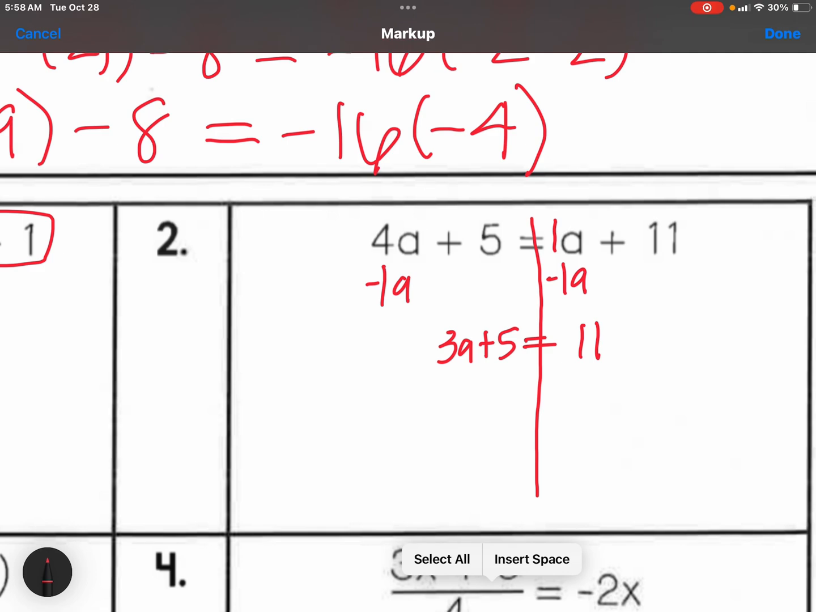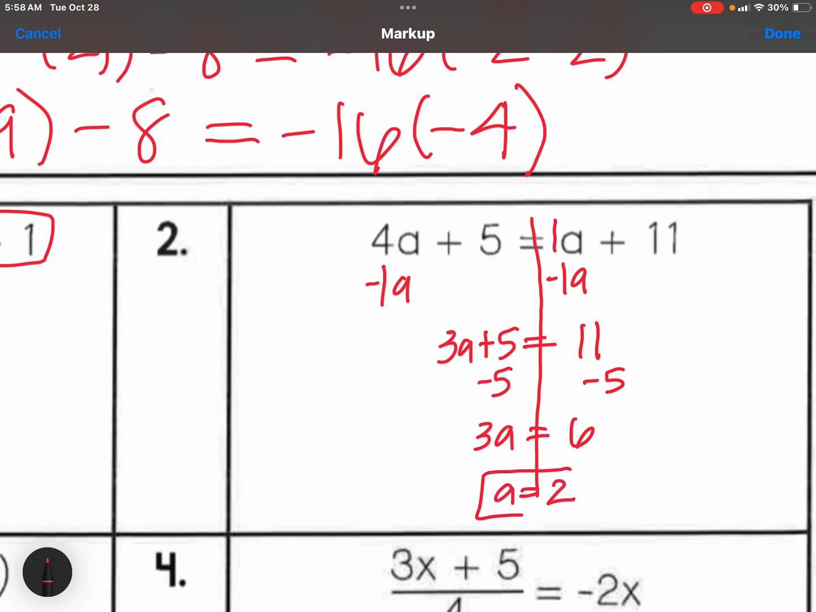I move my variables to the left, so I'm going to move my constants to the right. So this is plus 5. Using inverse operations, I'm going to subtract 5 from both sides. So now I have 3a equal to 6. To solve for a, I divide both sides by the coefficient, which is 3. So a is equal to 2.